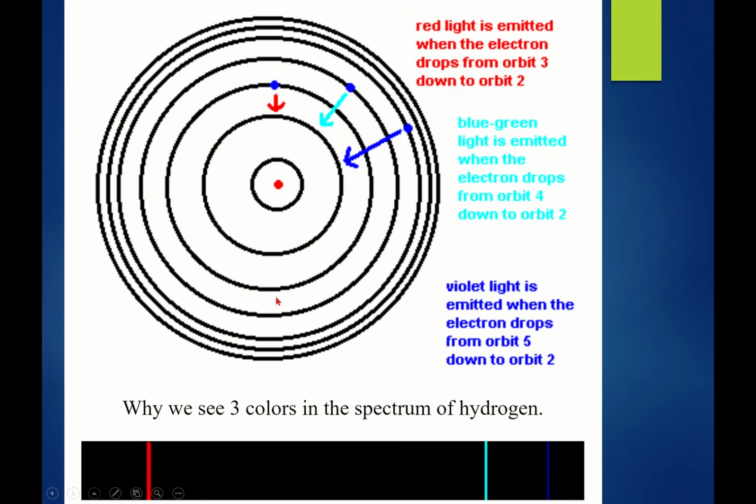Okay, why do we see three colors in the spectrum of hydrogen? It happens because, for example, red light is emitted when the electron drops from orbit 3 to orbit 2. And blue or green light is emitted when the electron drops from orbit 4 to orbit 2. Another example is violet light, which is emitted when the electron drops from orbit 5 to orbit 2.